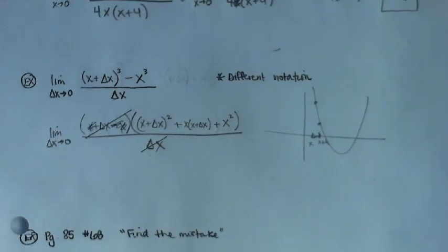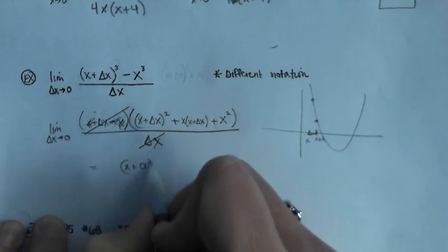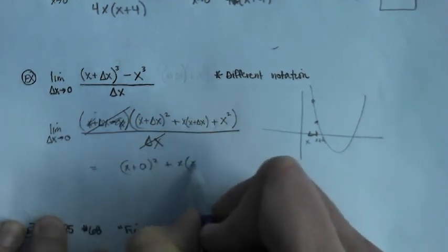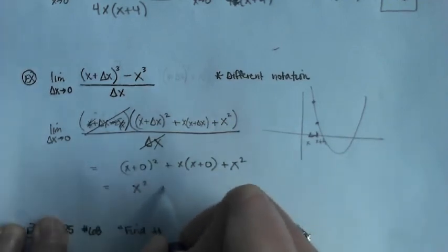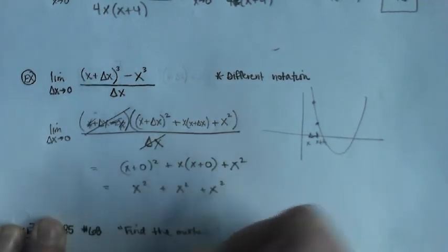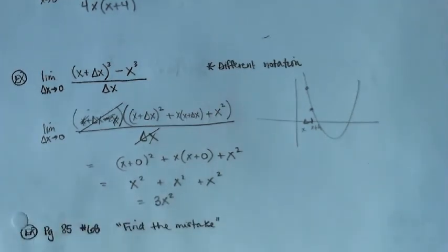So now we can directly evaluate just by plugging in 0 for change of x. So that will be x plus 0 squared plus x times x plus 0 plus x squared, which is going to be x squared plus x squared plus x squared, 3x squared. Oh yeah. We'll do a lot of shortcuts. A lot of rules to remember coming down the pipe.